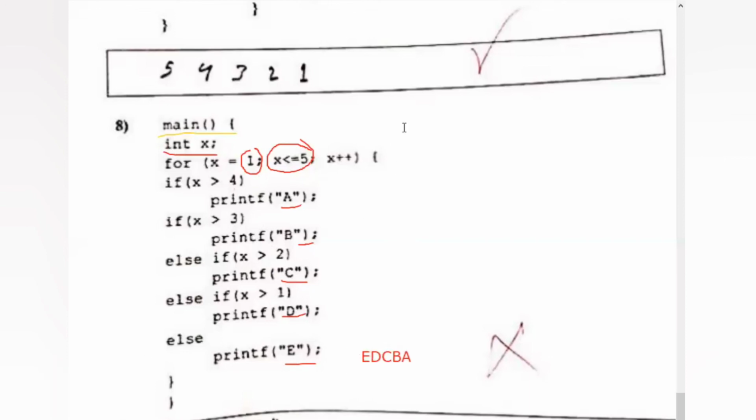For the first iteration, this block will be executed. This is our result. This will be executed in the first execution, in the second execution this block, third execution this block, fourth execution this block, and fifth execution this block. Look at the slide clearly.